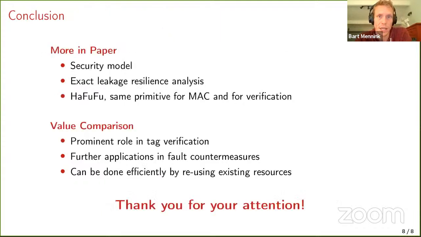for verification. I would like to conclude that this value comparison, of course, plays an important role in tag verification for MAC and authenticated encryption, but there are many other applications. A typical application would be fault countermeasures, where you make multiple evaluations and you compare the results. And the bottom line is that you don't need extra security implementation countermeasures there, but you can use existing resources like the cryptographic permutation. That concludes my presentation. Thank you for your attention.